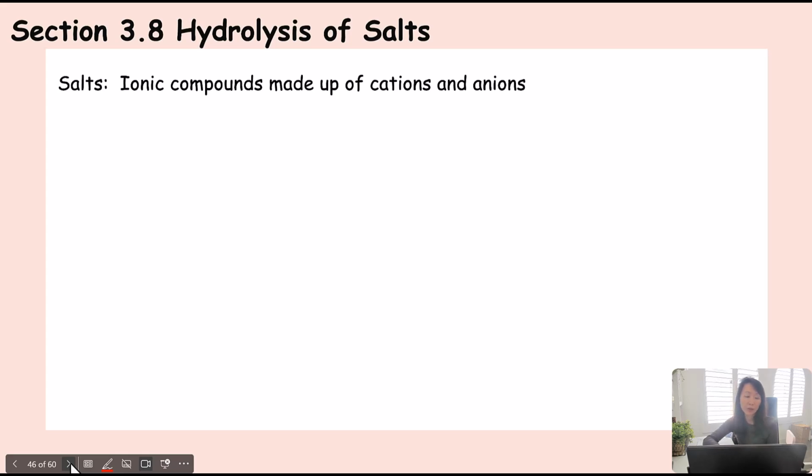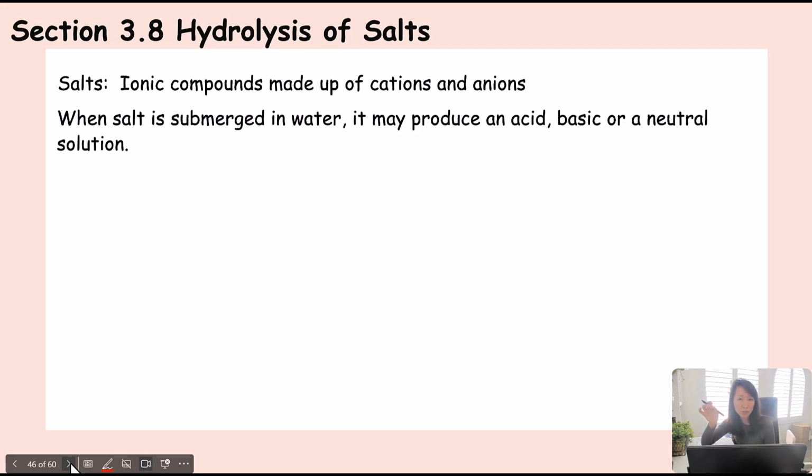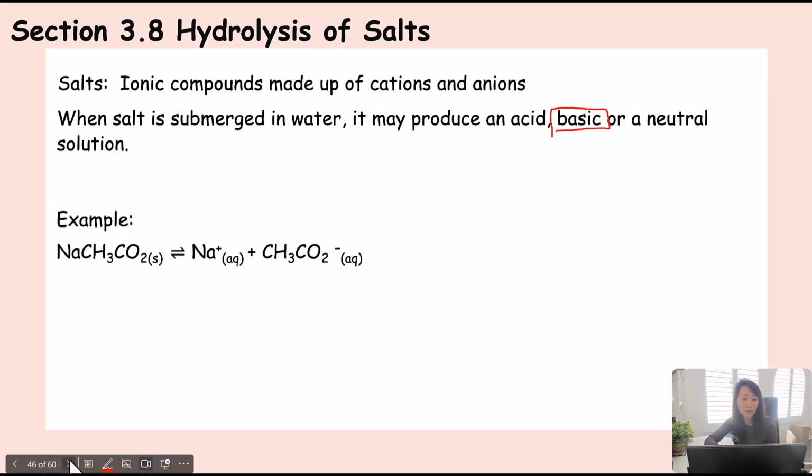We already know that salts are ionic compounds made up of cations and anions. When they're submerged in water, they split off, and when they split off, they form either an acid, a base, or a neutral solution. I want to focus now on a basic solution. Here you'll notice NaCH3CO2 splitting into sodium, the cation, and the anion.